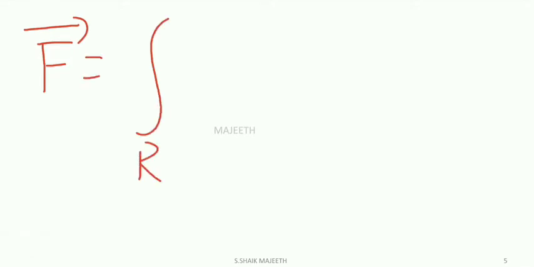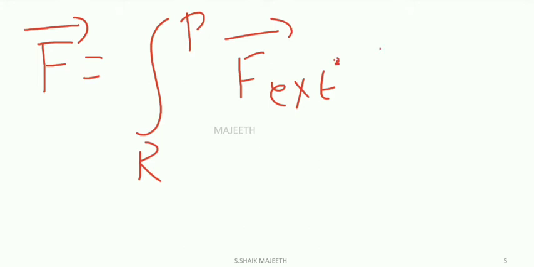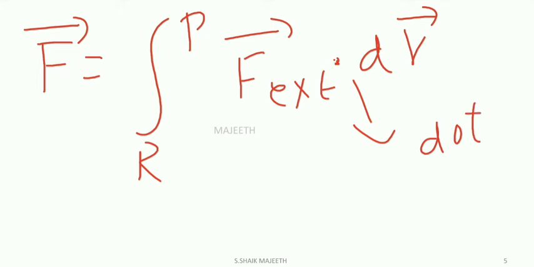The work done to move my test charge from point R to P is given by the integral from R to P, because I am moving from point R to point P. If you take A to B, you put A and B. That is given by the force I am giving, F external, dot dr. It is a dot product, not multiplication. We studied dot product in the 11th standard.